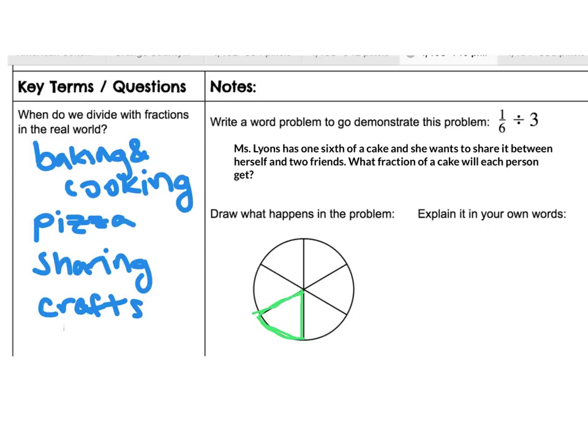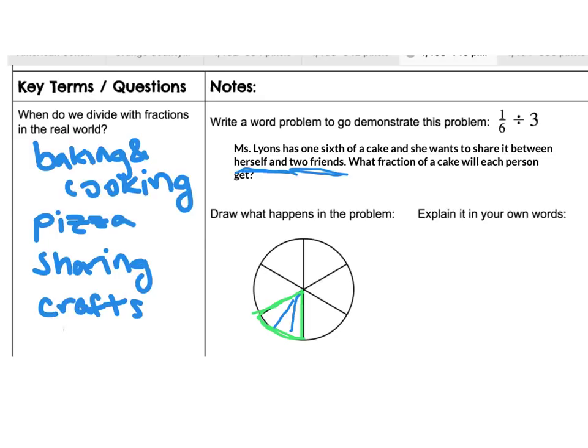All right, and I'm sharing my cake between myself and 2 friends. That is something we really want to pay attention to and look out for, because word problems will do this to you all the time. They'll say, oh, you're sharing it between yourself and 2 friends, and we see that number 2 and we automatically want to divide by 2, when the reality is it says herself and 2 friends, so it's actually 3. So now we're going to divide my 1/6 of a cake by 3.